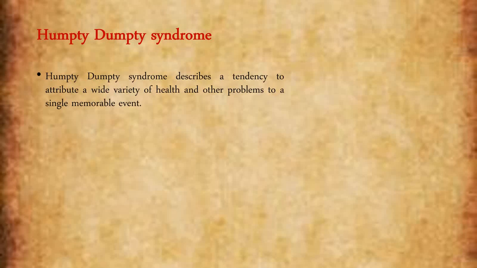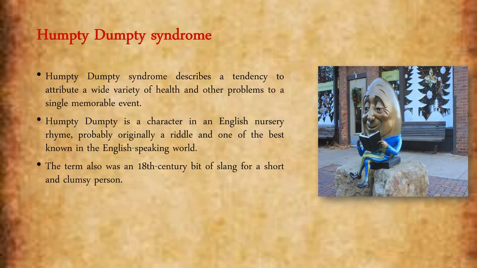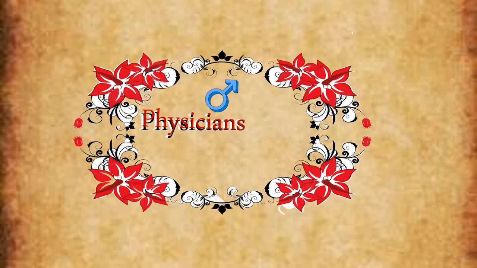Humpty Dumpty syndrome describes a tendency to attribute a wide variety of health and other problems to a single memorable event. Humpty Dumpty is a character in an English nursery rhyme, probably originating as a riddle, and one of the best known in the English-speaking world. The term was also 13th century slang for a short and clumsy person.